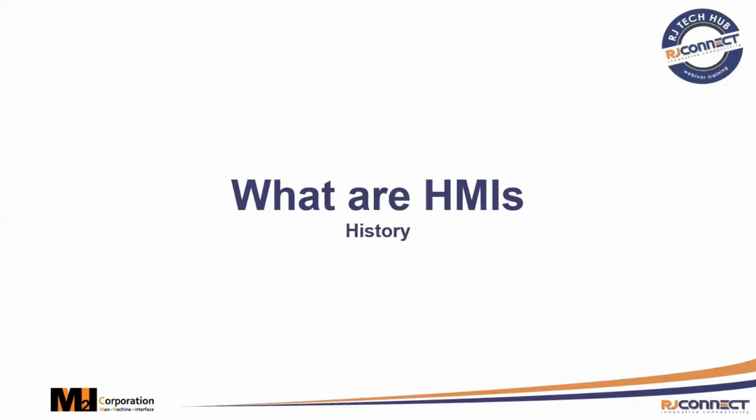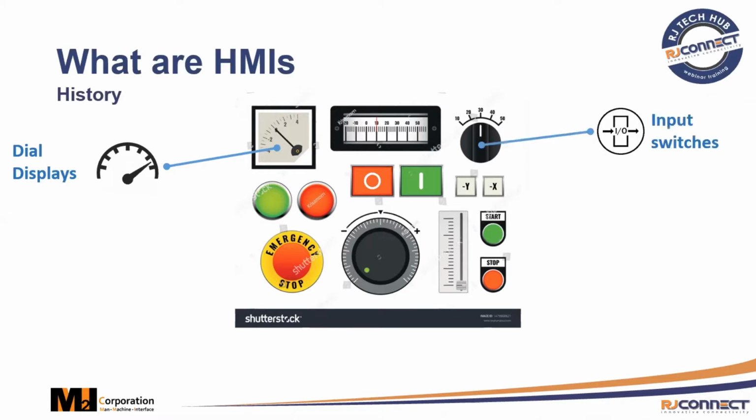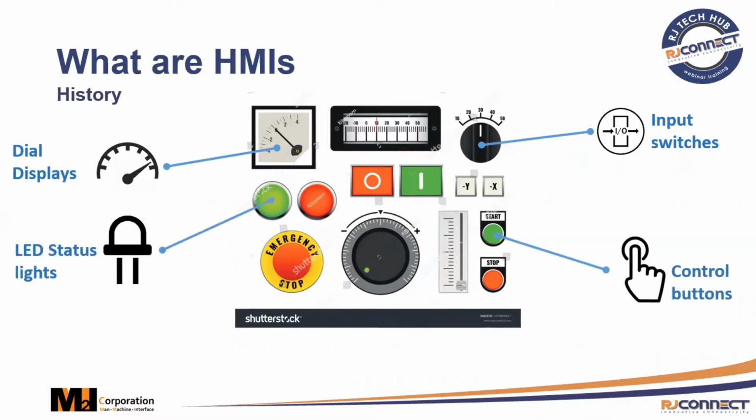All right, so what are HMIs? To understand an HMI, we first need to look at where the need for an HMI came from. So HMIs in the past were basically dials, buttons, lights, and so on, displaying information about a machine that you want to control. So you'll typically find physical buttons, physical LED lights, dials, displays, etc. And these were used to control the machine directly, right?